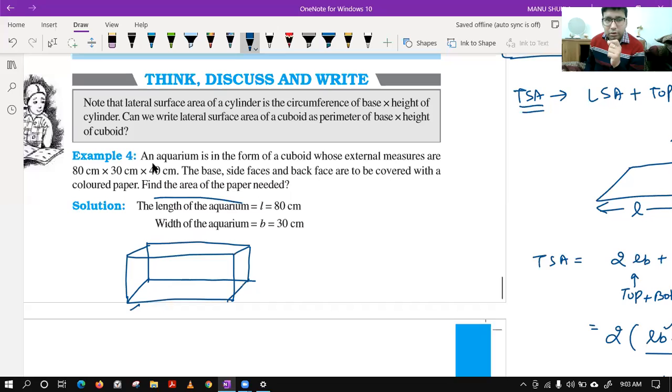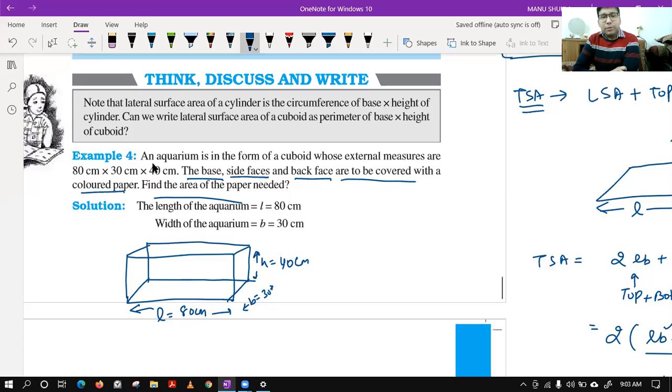So this is a cuboid diagram, a rough diagram. L we have assumed as 80 centimeter, B we have assumed as 30, and H we have assumed as 40, again centimeter. So all are having the same unit. The base, the side faces, and the back face are to be covered with colored paper. Find the area of paper needed.